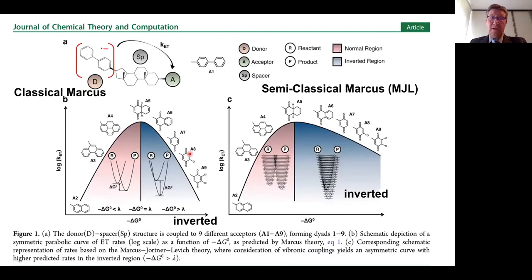Now, as you may know, the first proof of the Marcus inverted region came from Closs and Miller. So they studied a charge shift reaction, and they changed the nature of the acceptor and thereby changed the driving force. So this is the driving force, the delta G, the free energy change. So they changed that by changing the electron acceptor strength.